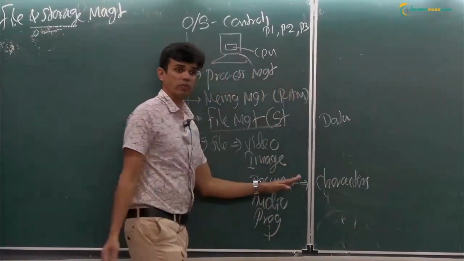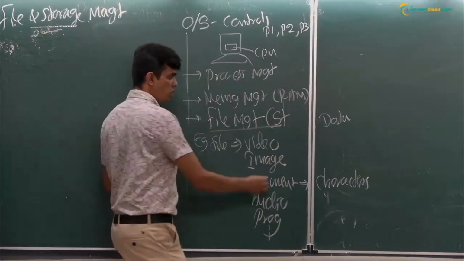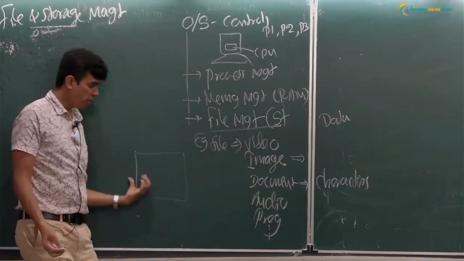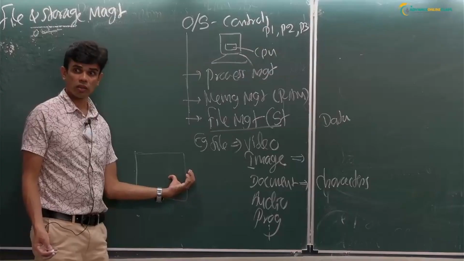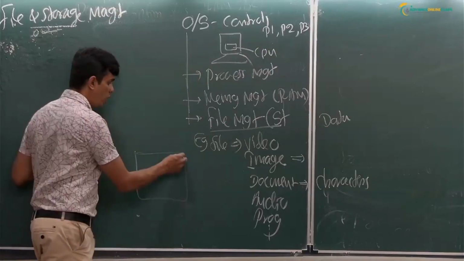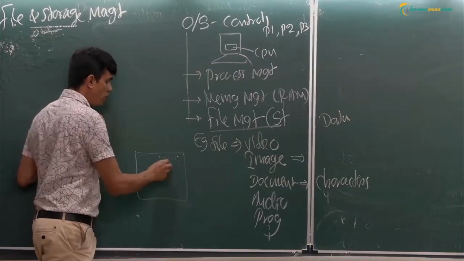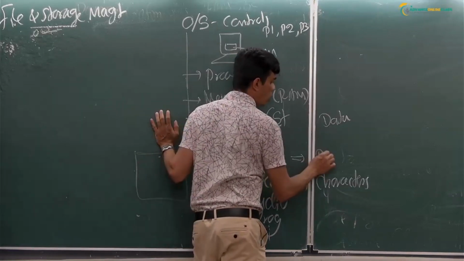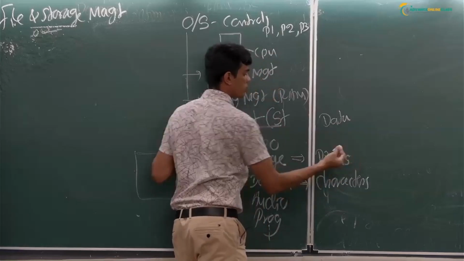Covering numbers, letters, everything. When it comes to the image, what are the types of data in the image? What is the data in an image? Pixels. So tiny dots available in the image will make up the full image. And then the data item available in the image is going to be pixels.